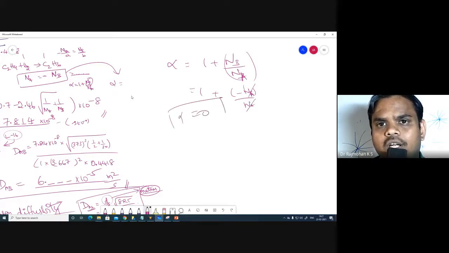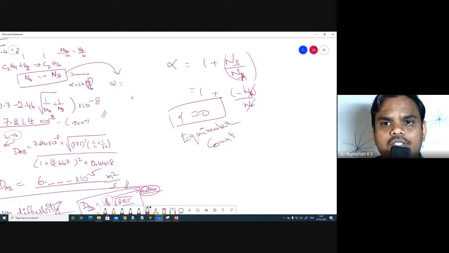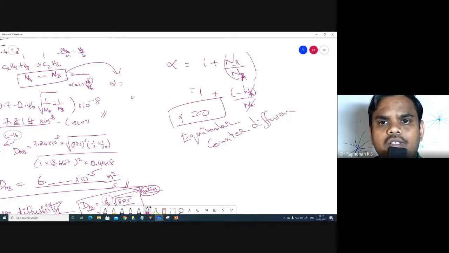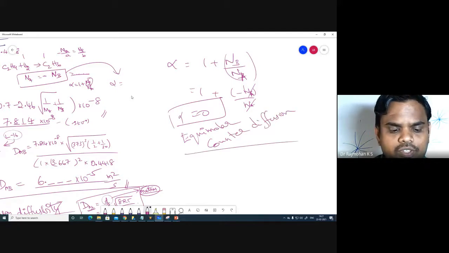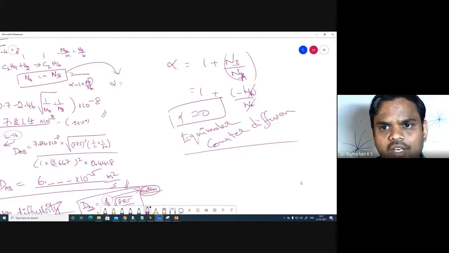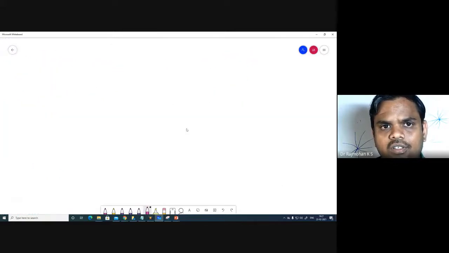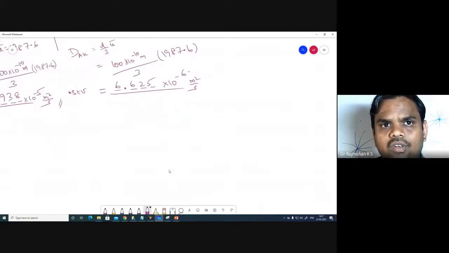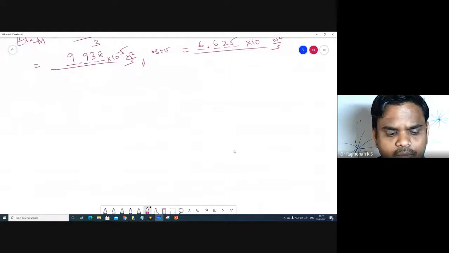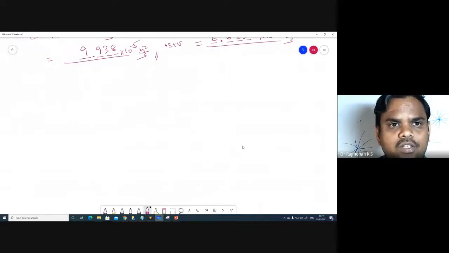So we have alpha equal to 0 for equimolar counter diffusion cases. So we have equimolar counter diffusion taking place. For equimolar counter diffusion, we have to find D effective. We have to find D effective for both cases. What is the relationship when that is taking place?